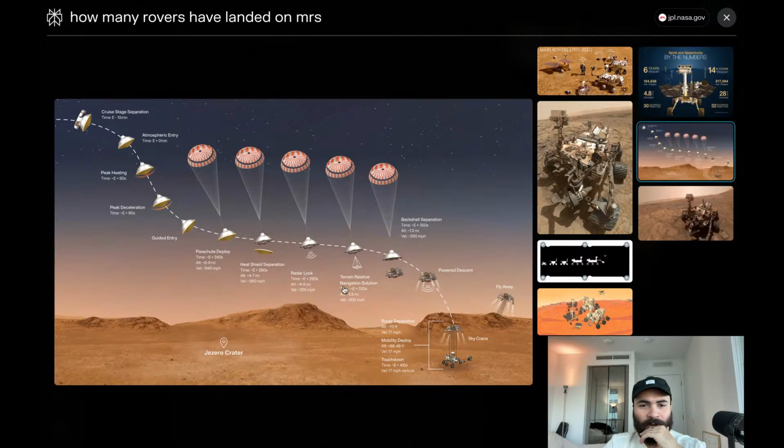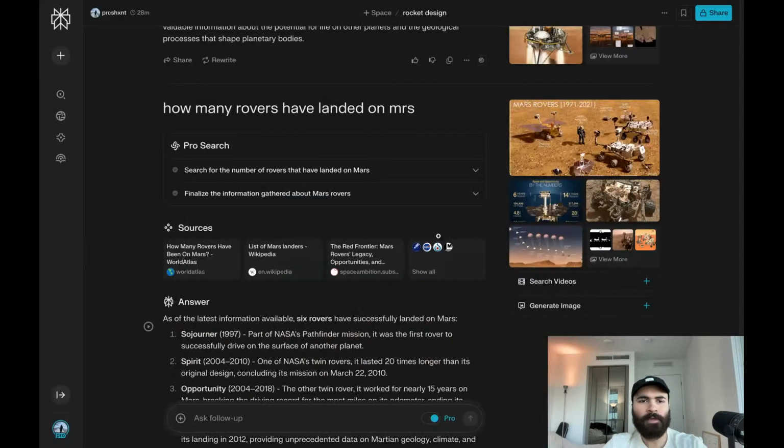That would be crazy. Radar lock, terrain relative navigation solution, rover separation. Whoa! So they literally do back shell separation. Oh, so the heat shield is removed, the back shell is removed. This is 2.5 miles, okay. And you literally throw the rover, and the rover is just flying. Sky crane flies away. Jezero Crater. Wow, really cool.